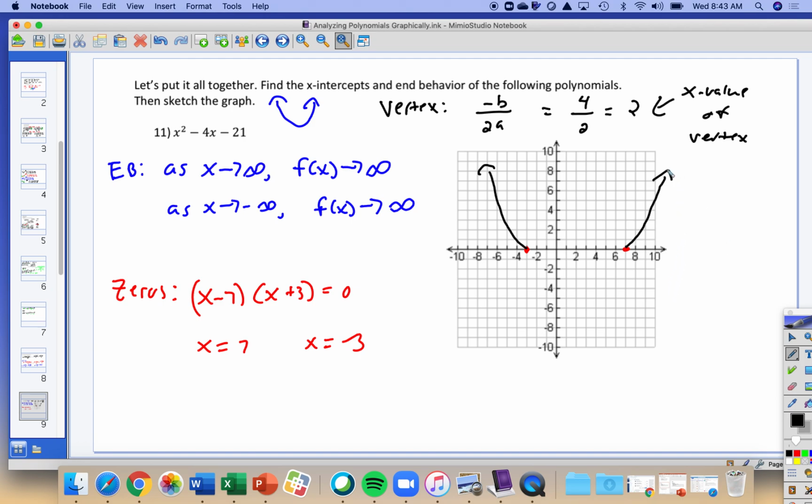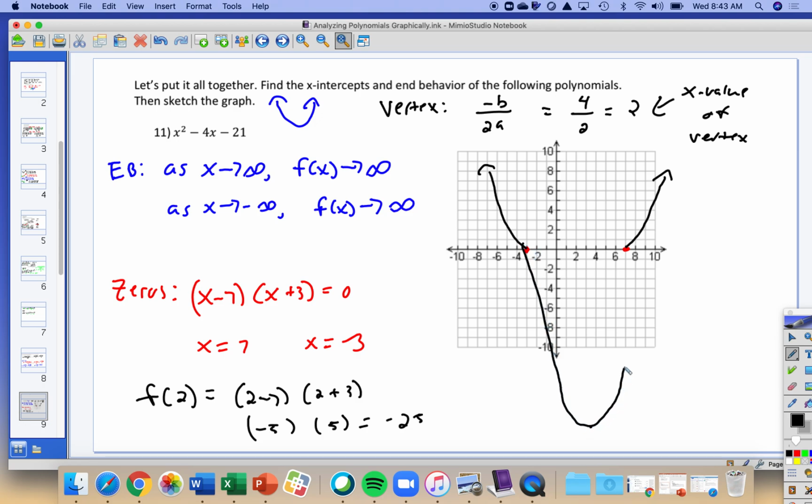And we take this x value and we input it into the function. So we're going to find f of 2, which in our function, I'm actually going to input right into the factored form because it's easier math-wise. 2 minus 7 and 2 plus 3, which is negative 5 times 5. So I get negative 25, which is a value way down here. So the function is going to come all the way down and up. Okay, and it's not the prettiest of the graphs, but again, this is just a sketch.